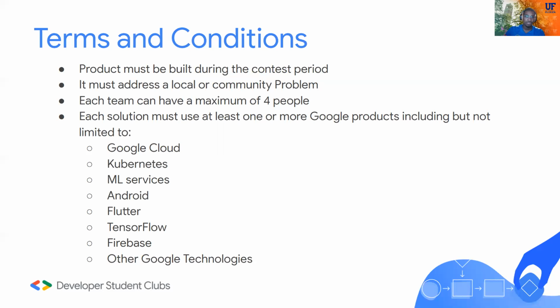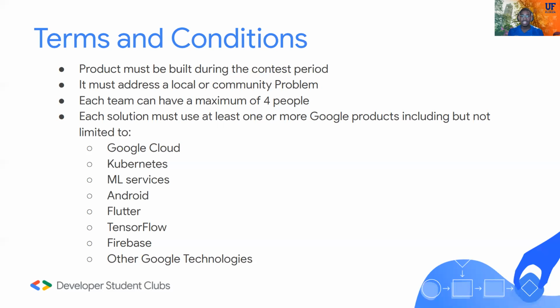In addition to this, each team can have a maximum of 4 people. While there is no minimum to the team sizes, you can work by yourself. 4 is the maximum amount we can have per team. And we will be splitting our organization into several different teams working on different projects.